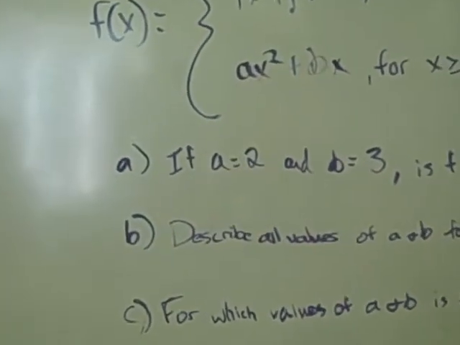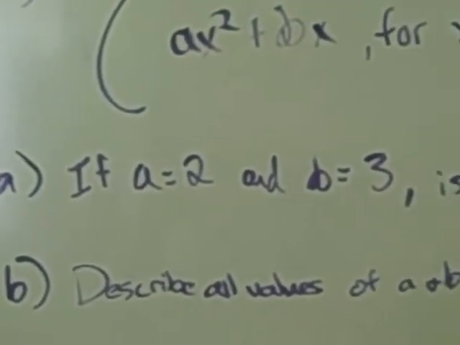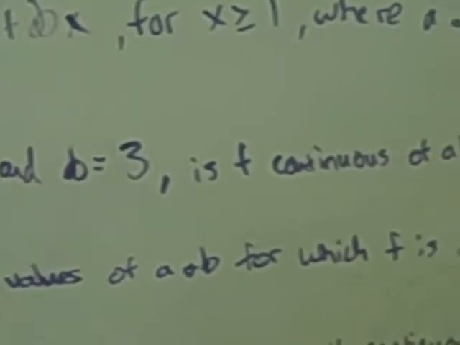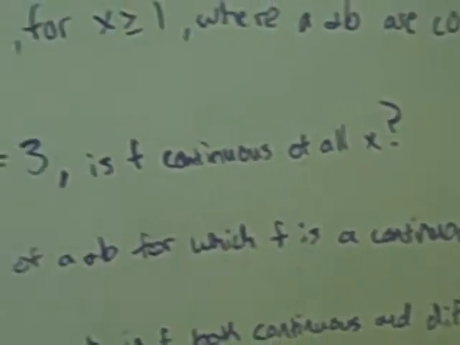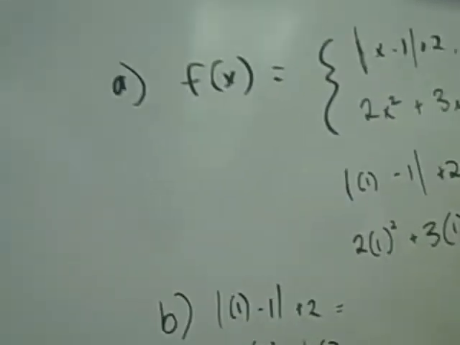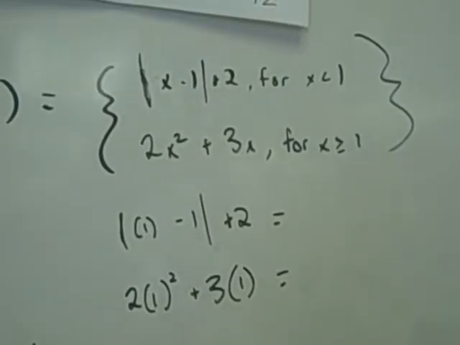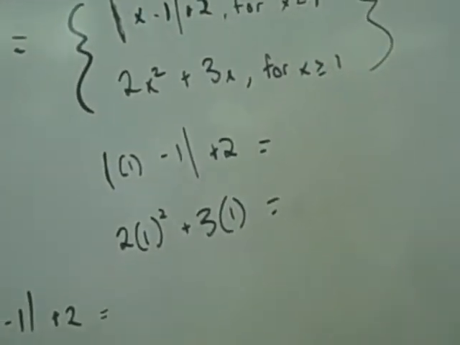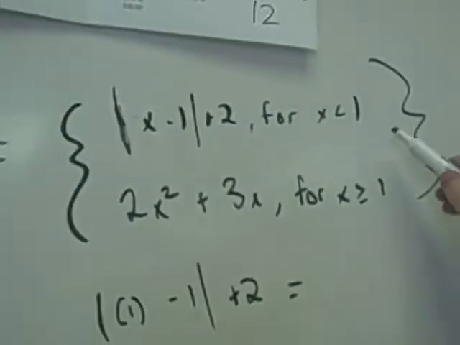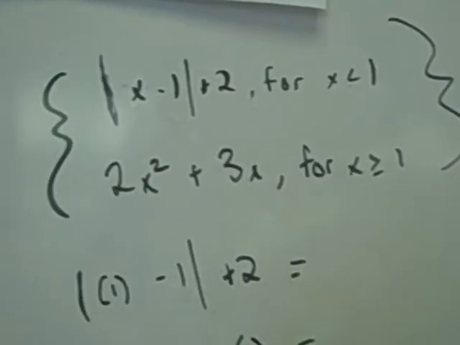And so we'll move to part A of this question, which is if a equals 2 and b equals 3, is f continuous for all x? And for this one, all this is asking is if a is 2 and b is 3, would it be continuous? For something to be continuous, whatever point they share, which in this case would be 1, the value there would have to be the same.